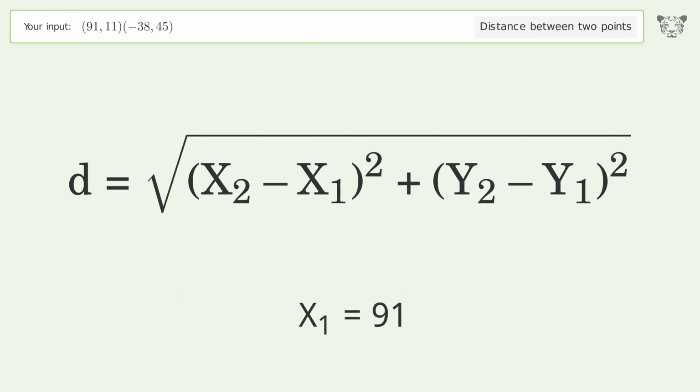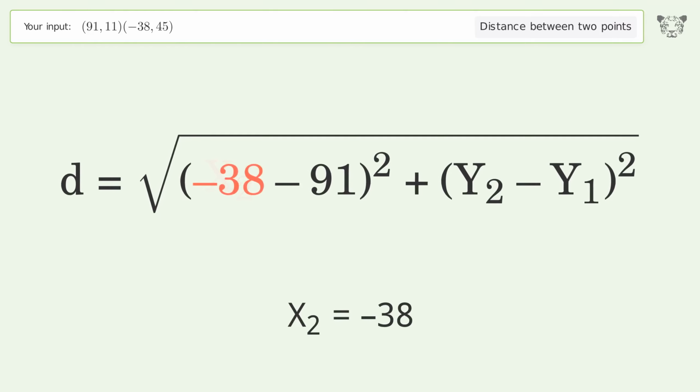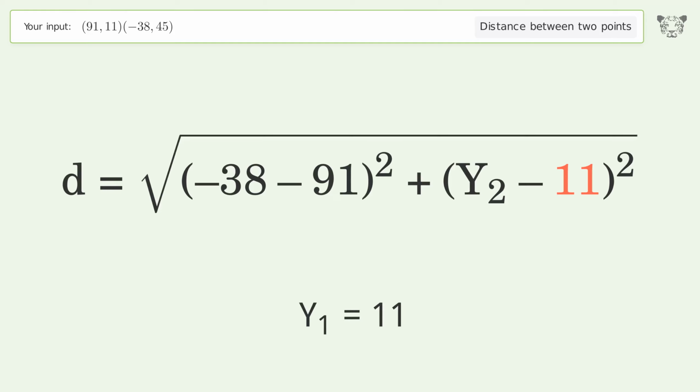x1 equals 91. x2 equals negative 38. y1 equals 11. y2 equals 45.